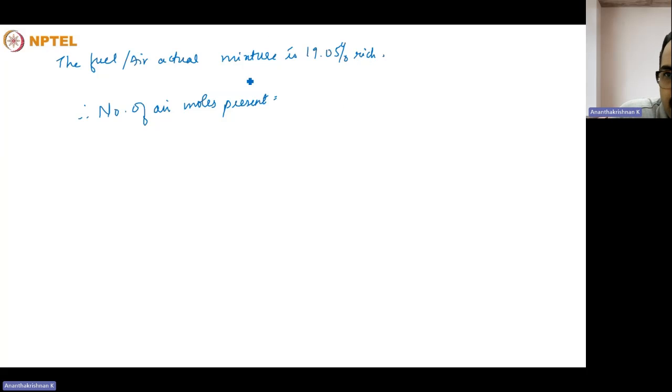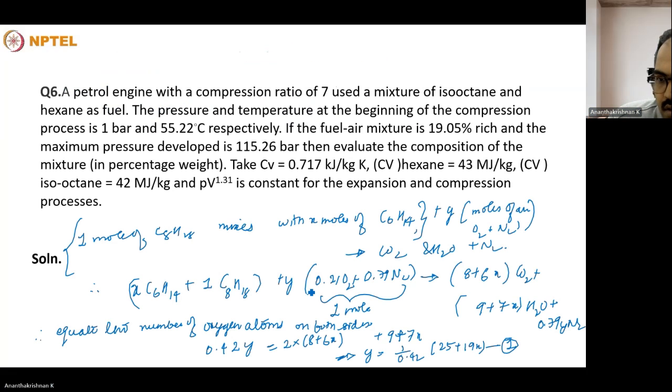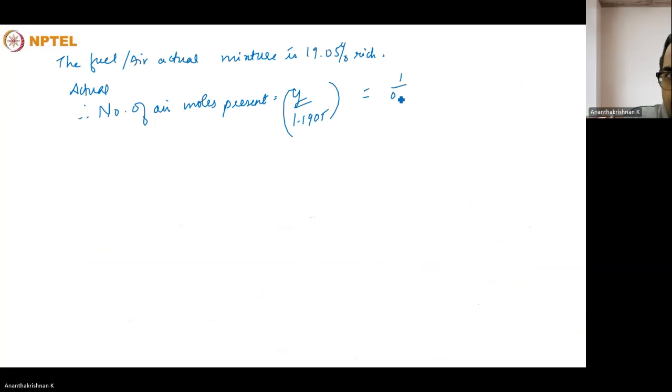So that will be Y divided by 1.1905, the actual number of moles of air. That will be equal to the same. Substituting the value of Y, that is 1 by 0.42 times (25 plus 19X), divided by 1.1905. This will give us a second equation, 50 plus 38X.